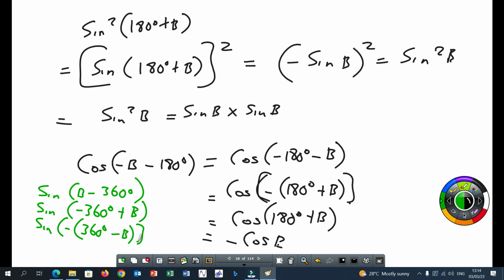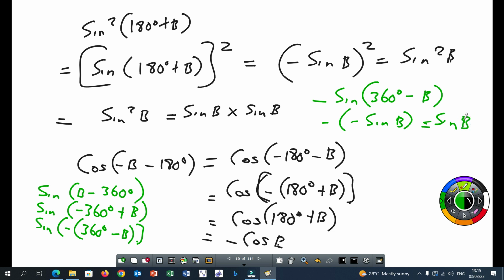Now, if you forget about the negative angle, 360 minus b is in which quadrant? Fourth. In the fourth quadrant, is sine positive or negative? Negative, right? Then here we take sine of a negative angle. This will give you minus sine of 360 degrees minus b. But sine of 360 minus b is negative, so you get minus sine b, which is equal to sine b. Okay?